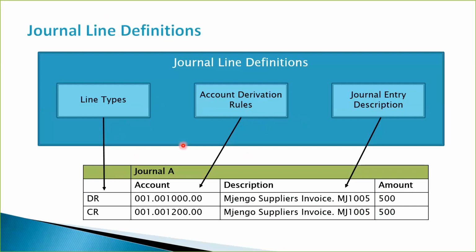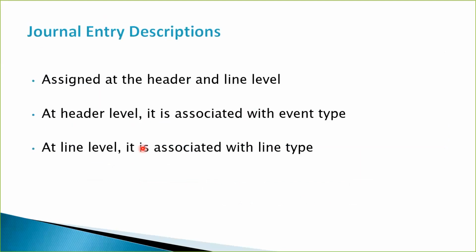Account derivation rules help us to come up with the account combinations, okay? And then the journal entry descriptions are responsible for the descriptions that appear in our journals at the line level and also at the header level. So now let's talk about journal entry descriptions, okay?